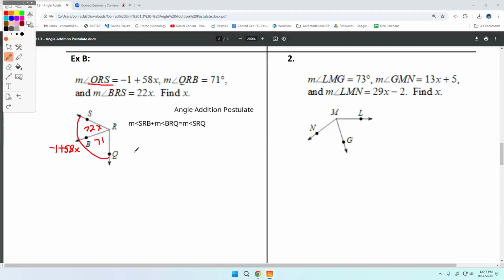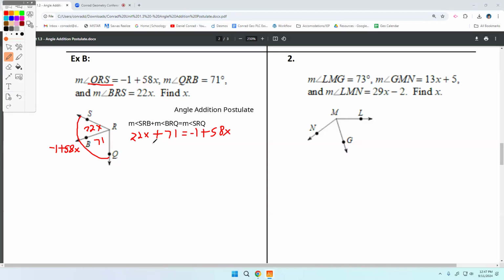Okay, and now we can substitute in. So for angle SRB, we have 22x, plus, for measure of angle BRQ, we have 71, equals the whole thing, which is the measure of angle SRQ or QRS. Remember, you can name it SRQ or QRS. That's the same thing. So -1 plus 58x.